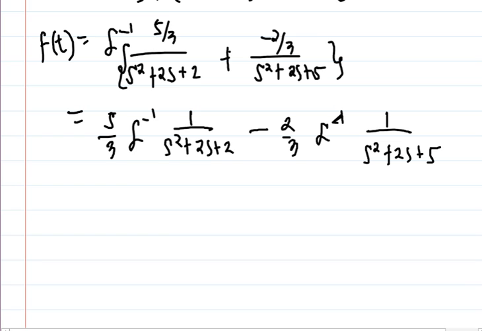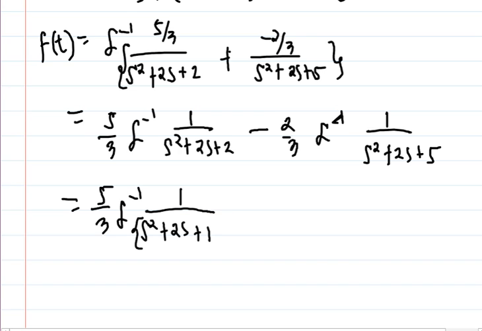If we perform completing the square, our equation will be equal to the inverse Laplace transform of 1 all over s squared plus 2s plus 1, then plus 1. Take note that we should become aware and familiar with completing the square. Minus 2/3.